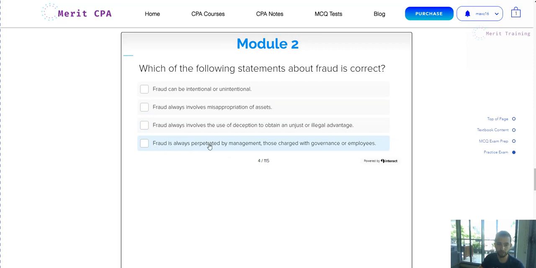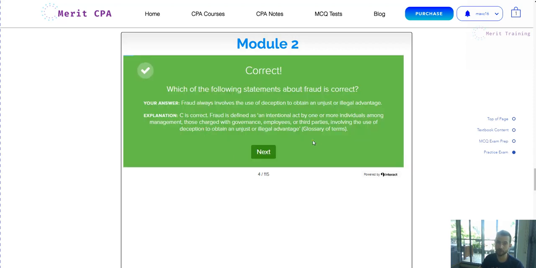And then finally, D, fraud is always perpetrated by management, those charged with governance, or employees. It could also be perpetrated by external parties as well. It doesn't necessarily just need to be by someone working for the organization or employed in some form, or managing that company, right? For example, a supplier could send fake invoices, and if the company doesn't know and pays it for work not done, that will constitute fraud, right? So we know A, B, and D are definitely examples of fraud. C, we thought was most likely the correct answer, and it is the correct answer.